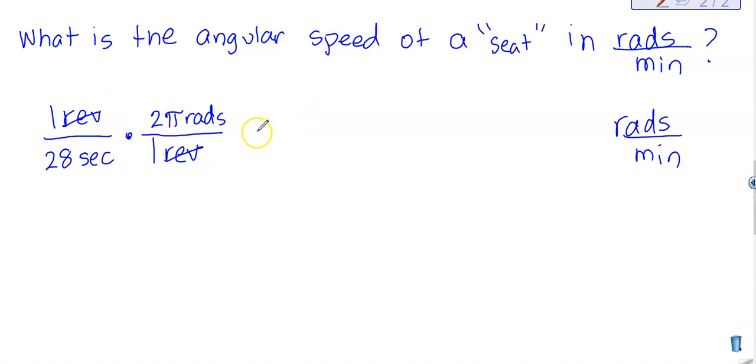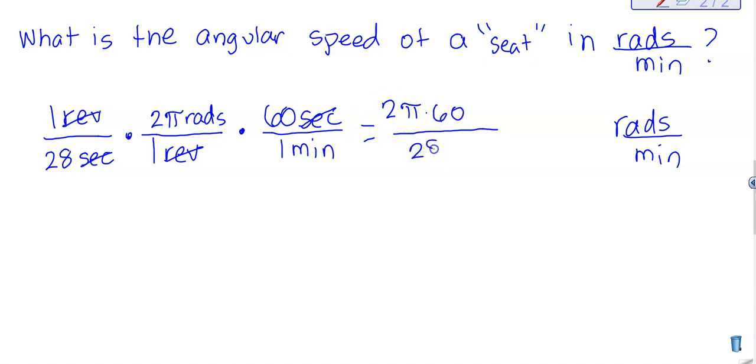So now I've dealt with radians. All I now have to do is introduce minutes into the denominator and get rid of seconds in the denominator. So what conversion will allow me to do that? 60 seconds equals a minute. So that's times one again. That allows me to remove the dimensions of seconds. And now I have rads per minute. So all I have to do is plug this into my calculator. 2 pi times 60 divided by 28. And you're going to give me an approximate value. And that's going to tell me how many rads per minute. Or how many radians per minute?